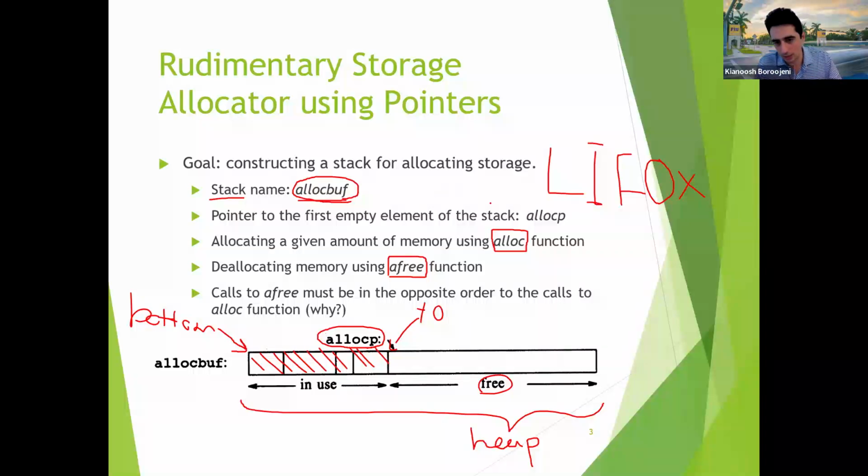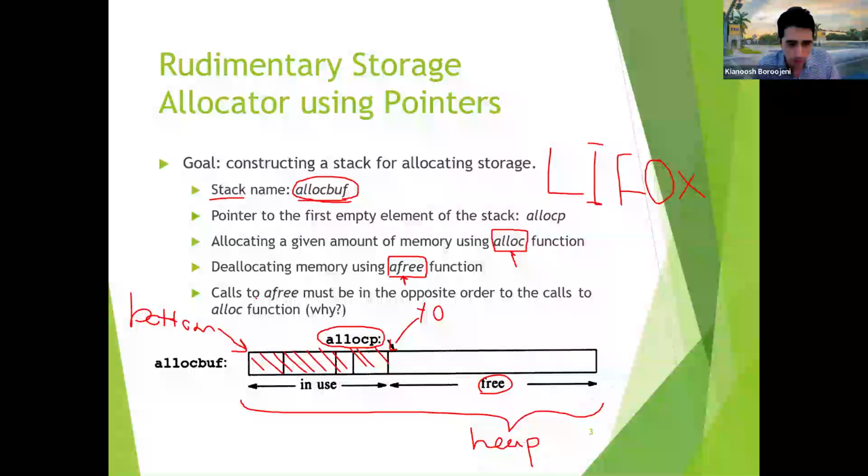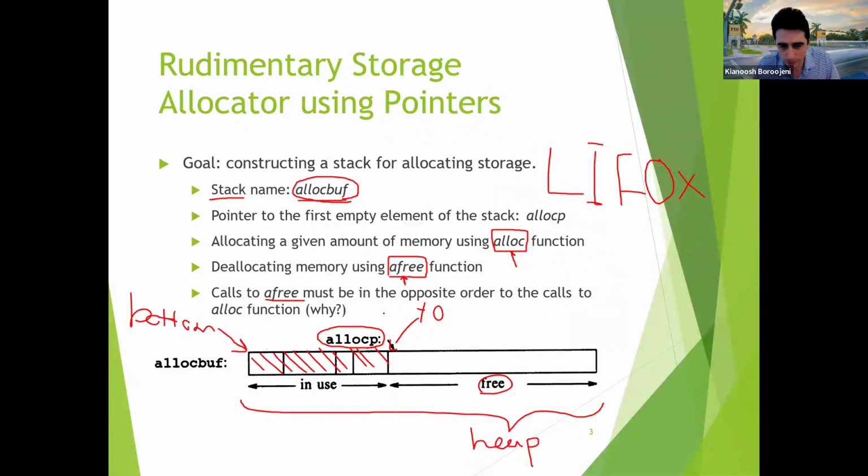So in other words, alloc is going to push something to this stack, and free is going to pop that block from the stack. And that's how you allocate memory and deallocate or free memory from the stack. The call to free should be in the opposite order of the call to the alloc function. The reason is obvious for those of you who have used the stacks before.